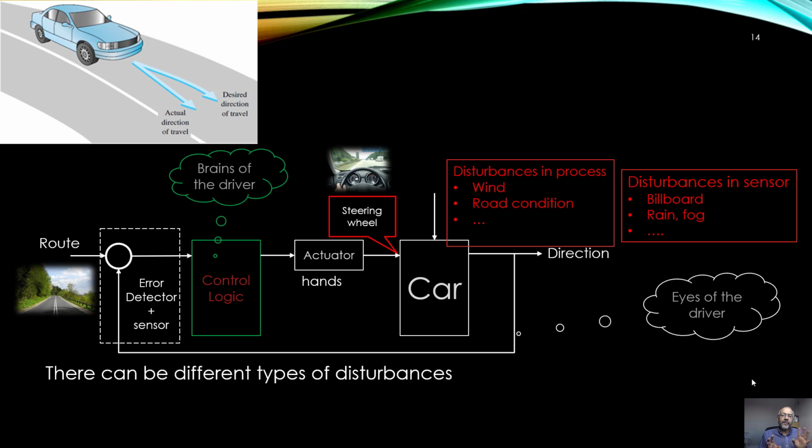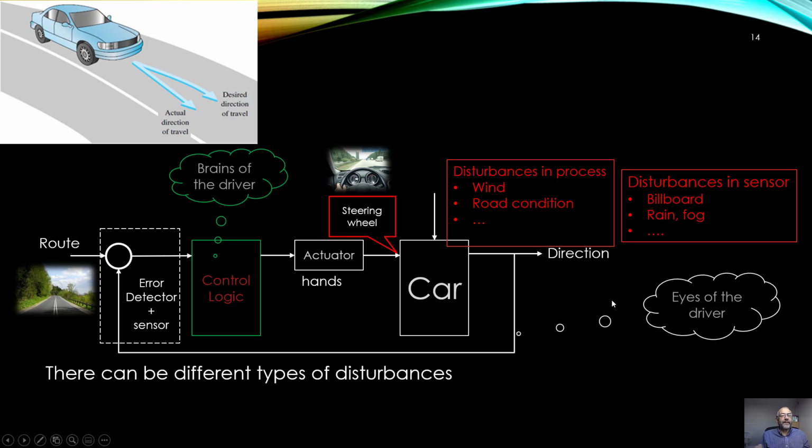And keep in mind that there can be disturbances in the sensor itself. So your eyes could be not functioning 100% as they should, but it could also be that the car itself experiences disturbances, like when there is wind or a bad road, holes in the road, for example. And then it's a force on the car itself. The other things I mentioned, like rain or fog, don't really influence the car itself, but they influence your eyes and thereby the feedback control.